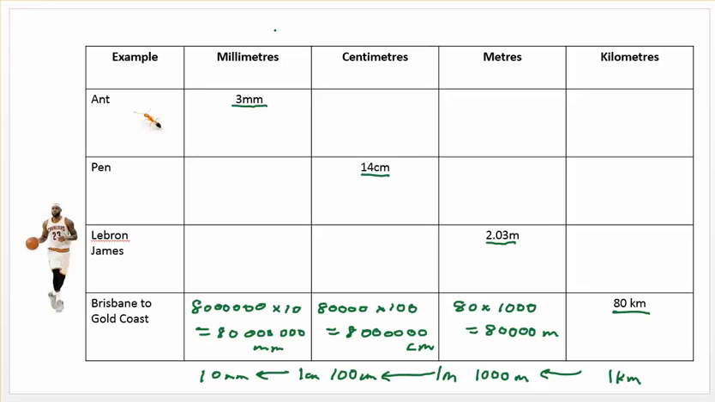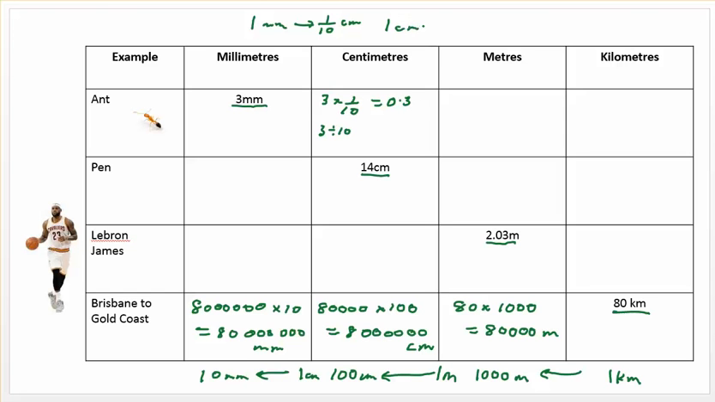So let's say you're going from millimetres. So we know that 1 millimetre is 1/10 of a centimetre. So we need to divide by 10 or times by 1/10. I'll do it two ways because a millimetre is only 1/10 of a centimetre. So either way, what we end up with is 0.3. The decimal place moves one place.